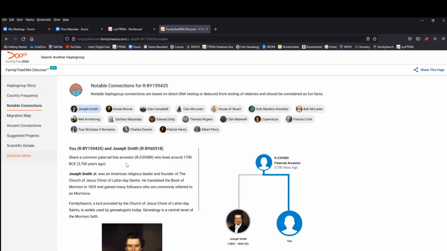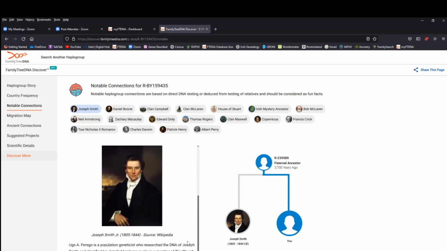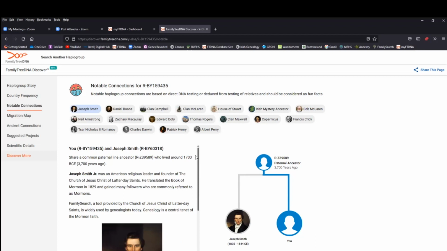So Joseph Smith, it's telling me about him. I can read about Joseph Smith, see a photograph of him, and it's telling me that I am linked to him around 1700 BC. Now, obviously, he's not a very close relative, but we do have a connection on my Y line. So if I went far enough back, if I went 3,700 years back on my Y line and then back down to him, we would be connected on that line.